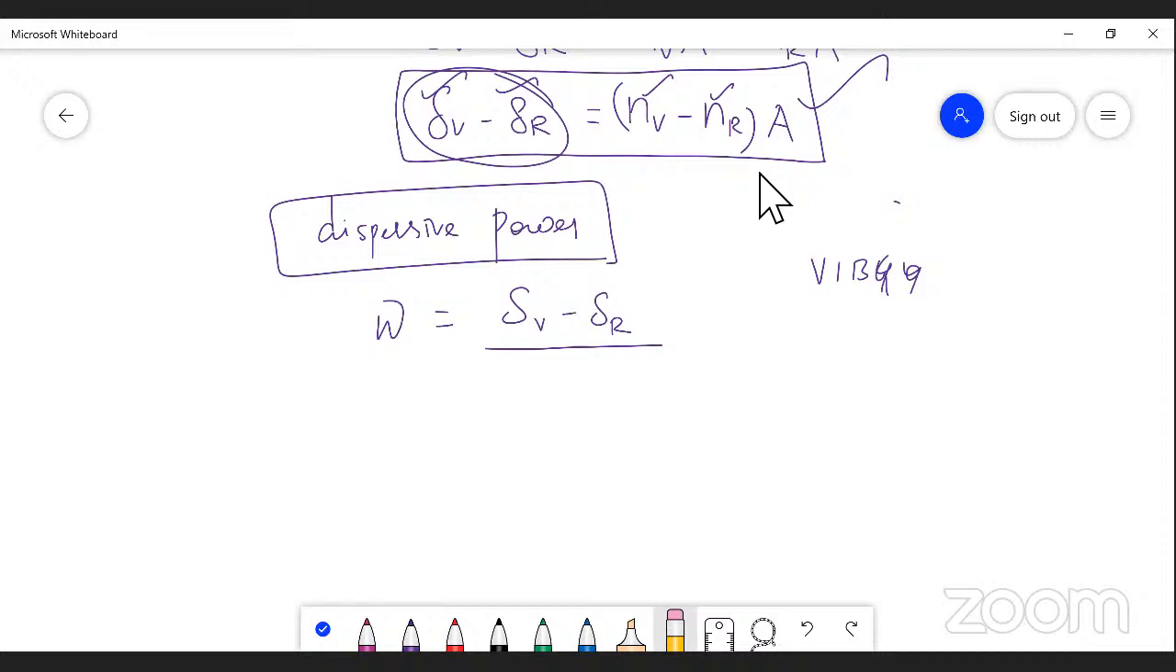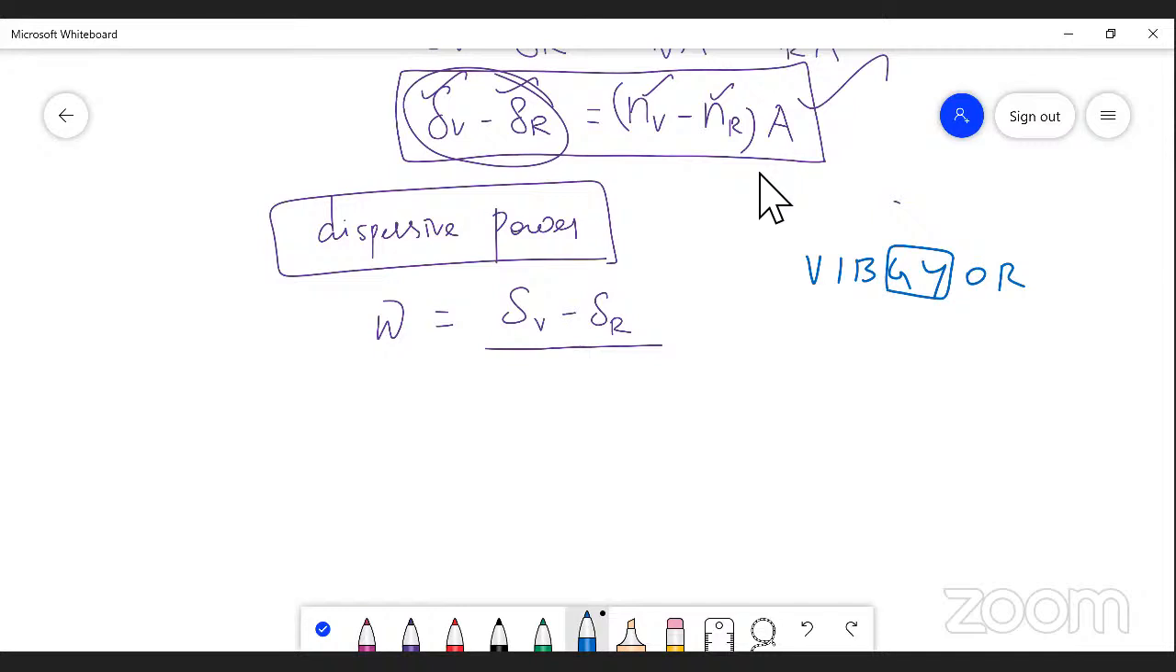In VIBGYOR, listen to me. Almost green and yellow is the mean ray, I mean the mean color. The mean color is green or yellow, most of the time. What is this dispersive power? Dispersive power is the ratio of angular dispersion to the mean angle of deviation for the mean color.